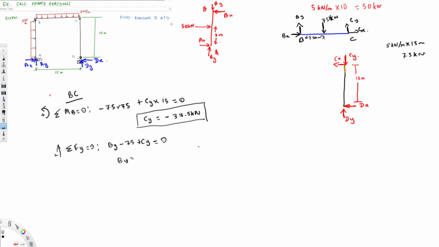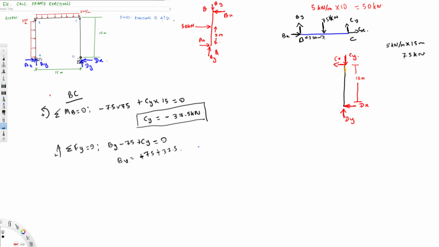And if I solve for this one, I'll get By. The question is asking to find the reactions in A and D, so we don't really have to find this one. But if you calculate, it's going to be minus 75 minus 37.5. It's going to become plus on the other side. Yeah, plus. So we don't really have to find this one. The only thing we have to find is A and D components.